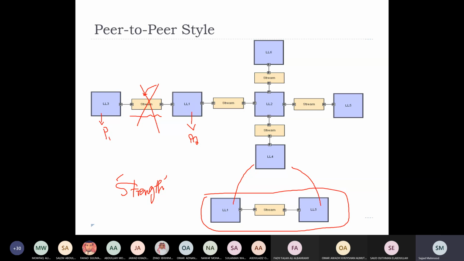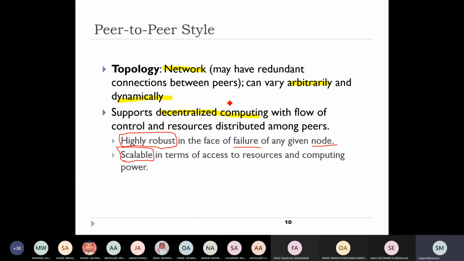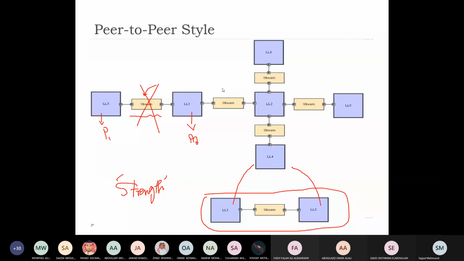So the biggest strength we have is being decentralized. So there's no central controlling body as such. And as a result, you get very high robustness in the face of failures, and it's very, very scalable. All good, right? Yes. Yes.